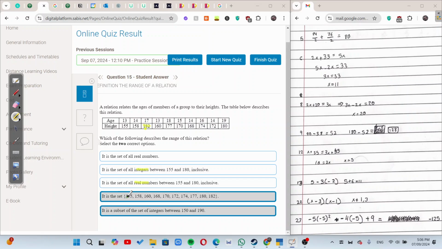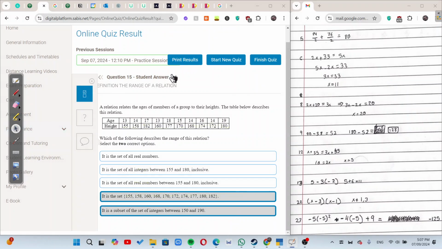It's the set of these values. These values are the exact same as these values over here. So yes, it's the subset of the set of integers between 150 and 190. Are all of these numbers bigger than 150 and less than 190? Yes, they all are. So this option is also right. So both of these two options are correct.